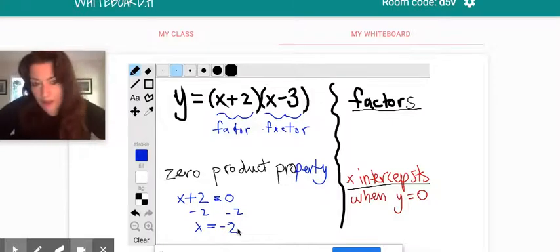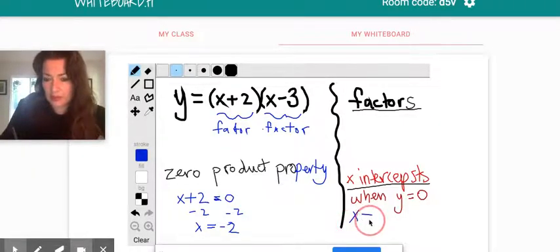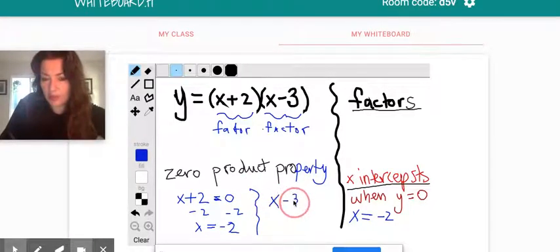So our factor was x plus 2, as you can see here. And using the zero product property, we found that our x-intercept was x equals -2. Remember, an x-intercept is when y equals 0. So when y equals 0, we have x is equal to -2. And using the same idea here, we can see, using the zero product property, that x minus 3 equals 0.